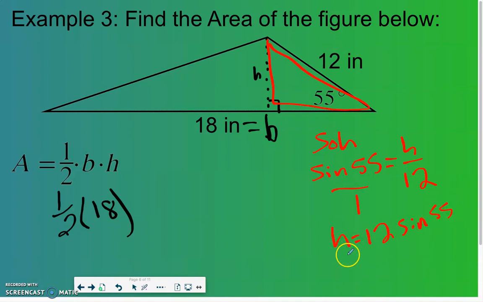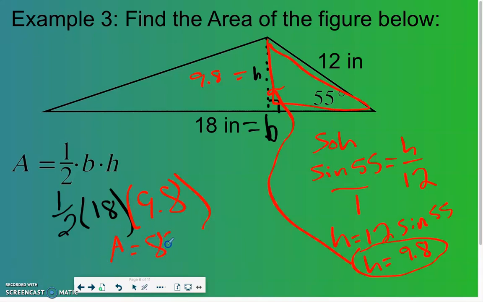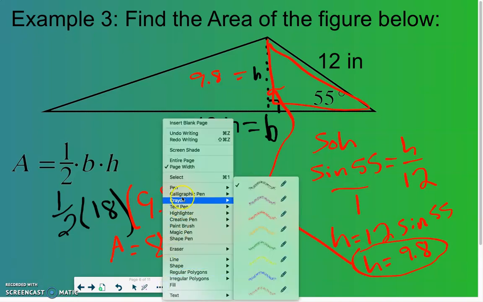And when you plug in 12 times the sine of 55, you get h is equal to 9.8. So then that's going to represent my height. So I'm going to go 9.8 here. And then I go down to my formula, plug in the 9.8. I take half of 18 times 9.8. And we're going to get area is equal to 88.2 inches squared.